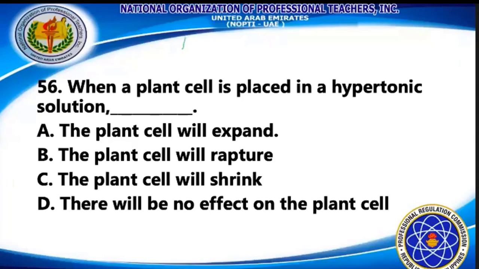56. When a plant cell is placed in a hypertonic solution, anong mangyayari? Ito yung concept ng hypertonic, hypotonic, and isotonic solution. The plant will expand, will rupture, will shrink, or no effect. Hypertonic. Diba, hyper means sobra. Sobra. Okay. Correct answer is letter C. The plant cell will shrink.